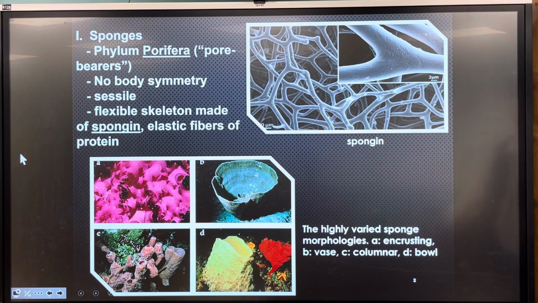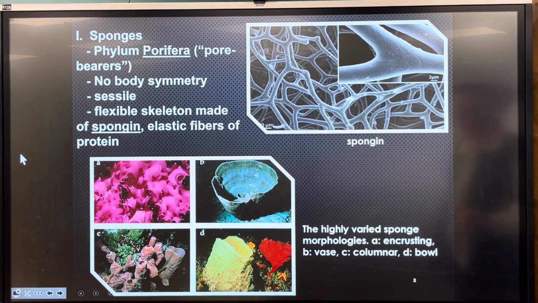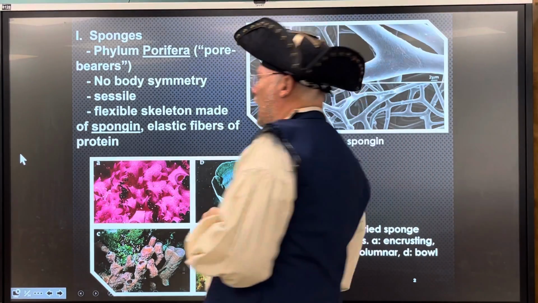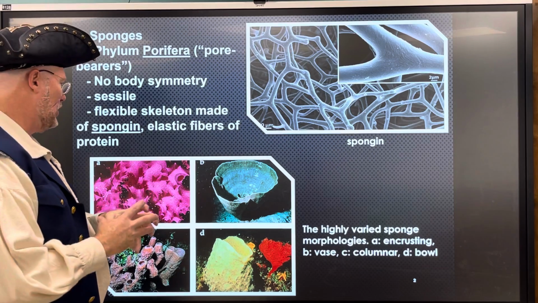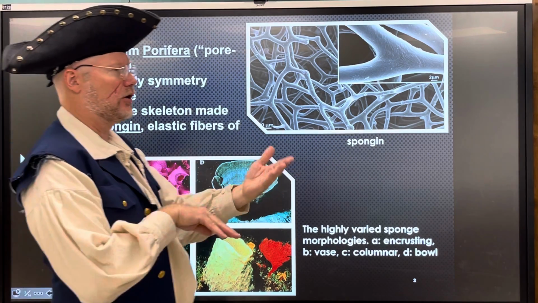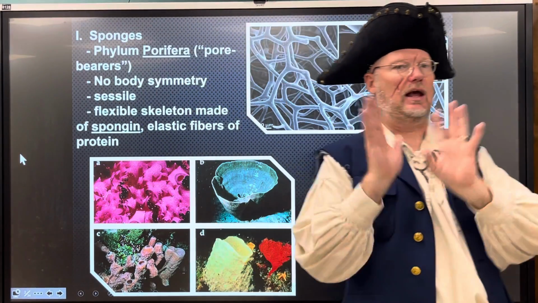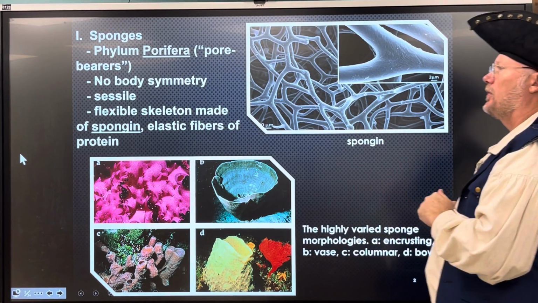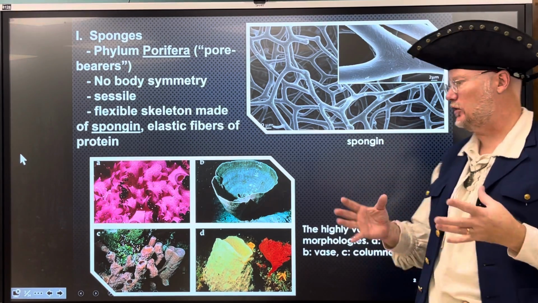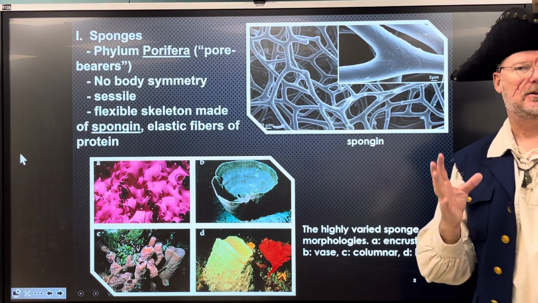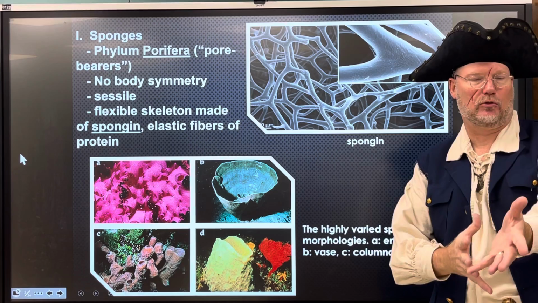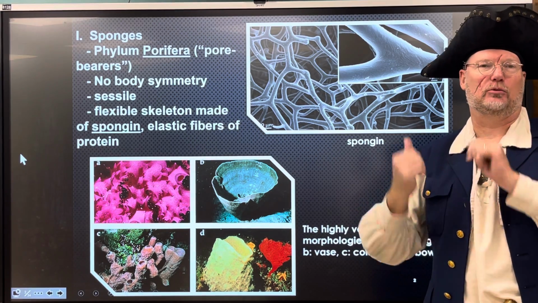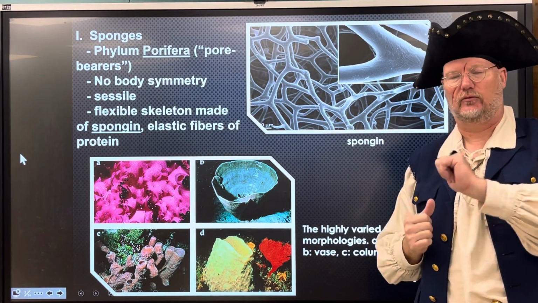And sponges. Sponges are in the phylum Porifera, meaning pore bearers. They have a whole bunch of holes in them that water goes in and out. I'll show you how exactly in a moment. They don't have any body symmetry, so they're shapeless. No, they have a shape, don't get me wrong. We'll talk about symmetry on the next set right here, okay.